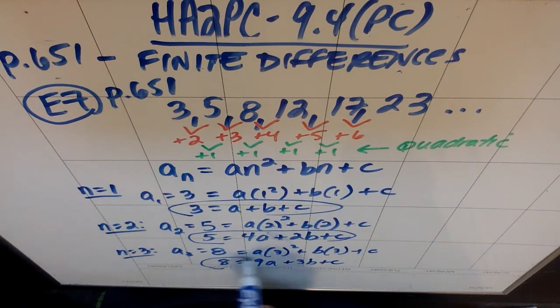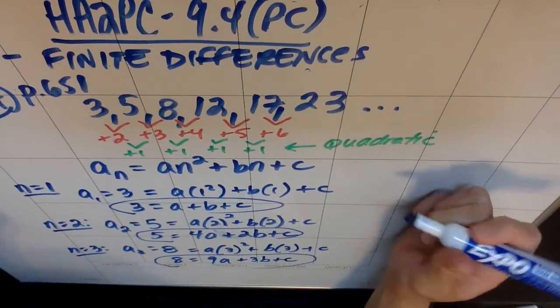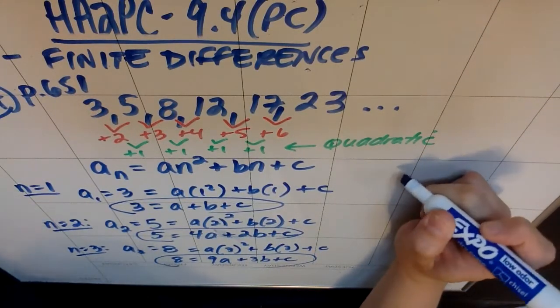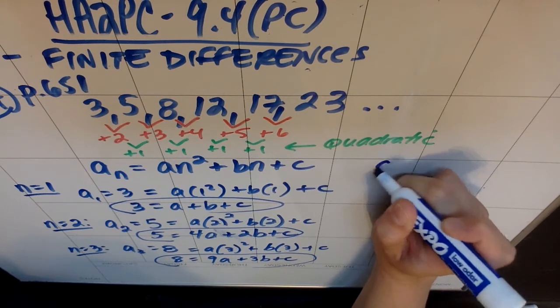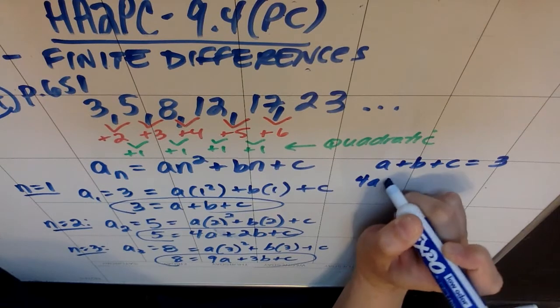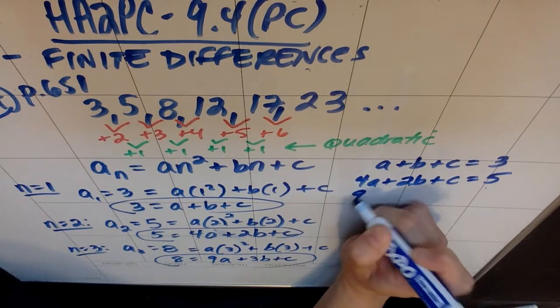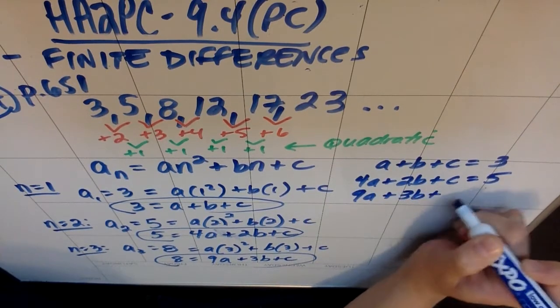Now, if you recall back to Chapter 4 in Algebra 2, which is also Chapter 7 in this textbook, the easiest way to solve this is to use matrices. So I have 3 equations and I have 3 variables. That's the minimum number of unique equations I would need to solve this. So I'm going to write my 3 equations over here so that I don't have to reinvent the wheel. I'm going to put my constants on the other side because I prefer to have my variables on my left-hand side. So my 3 equations are a plus b plus c equals 3, 4a plus 2b plus c equals 5, 9a plus 3b plus c equals 8.